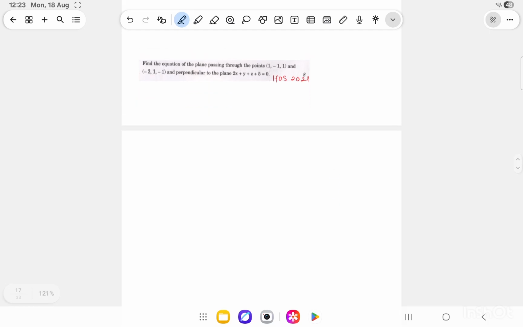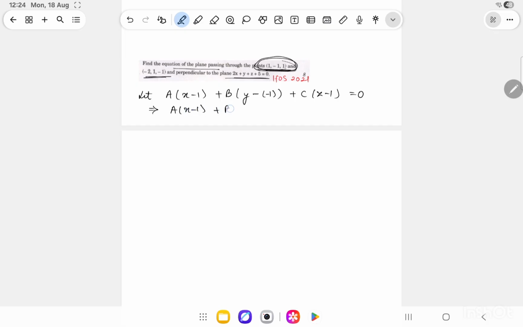So in the next question they have asked to find the equation of the plane passing through this point and perpendicular to this plane. So let us assume an arbitrary plane passing through this point. Let A(x minus 1) plus B(y minus 1) plus C(z minus 1) equals to 0 be any arbitrary plane passing through this point. So on simplifying it, I'll get A(x minus 1) plus B(y plus 1) plus C(z minus 1) equals to 0.